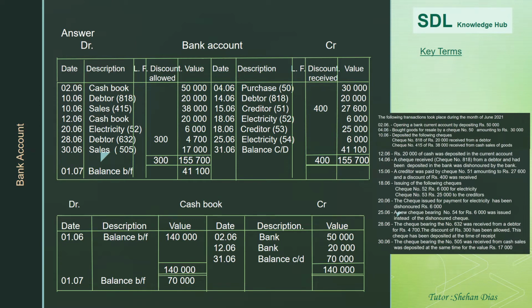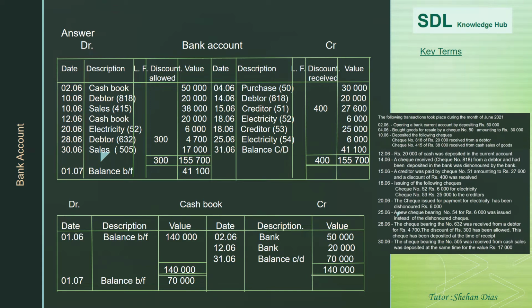So all the transactions have been recorded in the bank account, and while recording in the bank account, the respective other accounts, so now we need to balance. Take the totals of both sides, and the highest total will be recorded as the total value, which is 155,700 on both sides. And also take the discount allowed column total. There's only one transaction, which is 300, and the discount received column, which is 400.